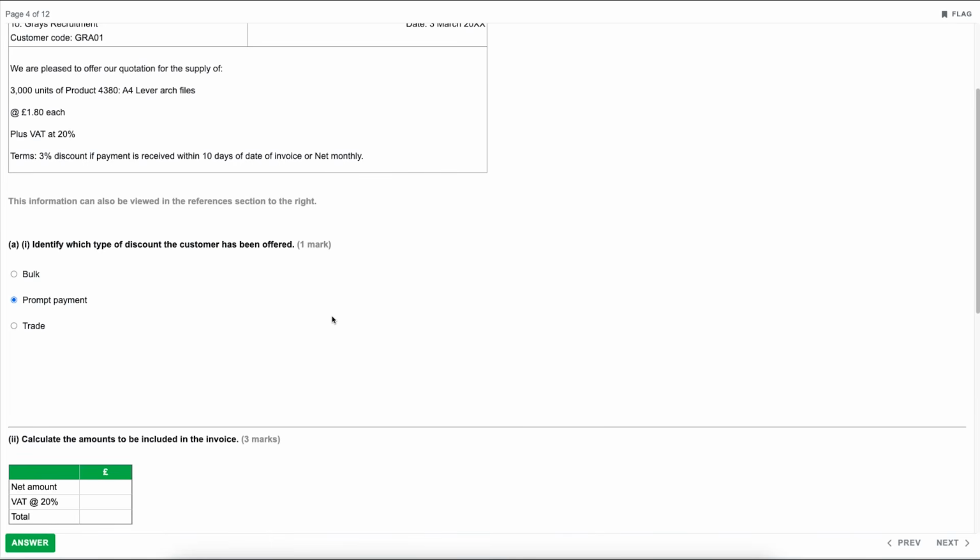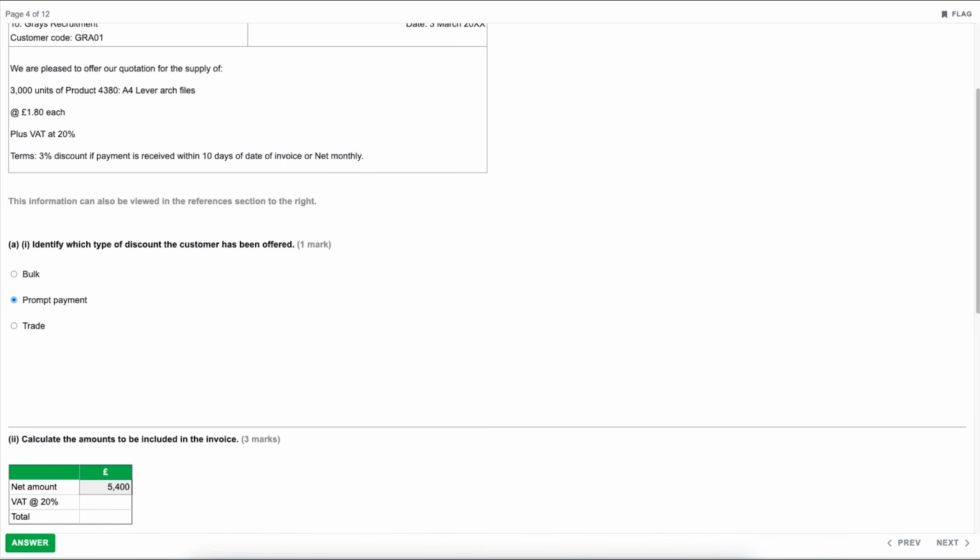So it states 3,000 units of product 4380 at £1.80 each. Okay, we ignore the discount. Remember that is taken only if paid within 10 days, so that would not be on the invoice. It would only state the terms at the bottom of the invoice, but not the actual discount amount. So to calculate the net amount, all we would need to do is the 3,000 units multiplied by £1.80 per unit, and that would give us a net amount of 5,400.